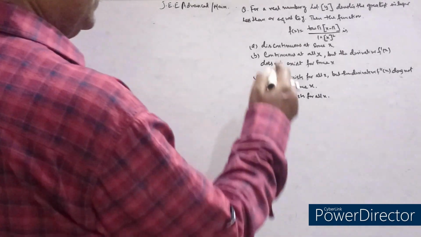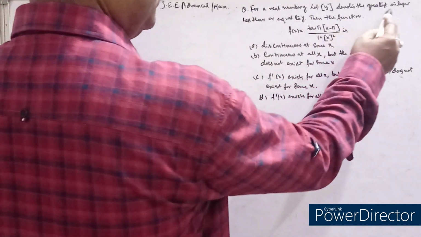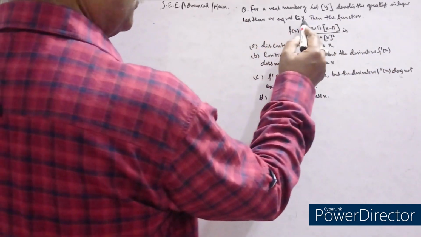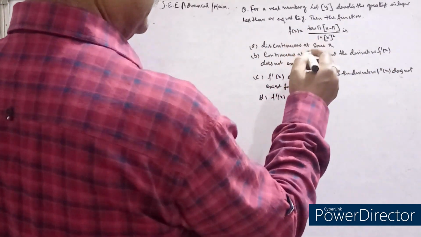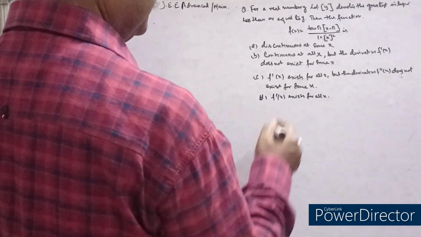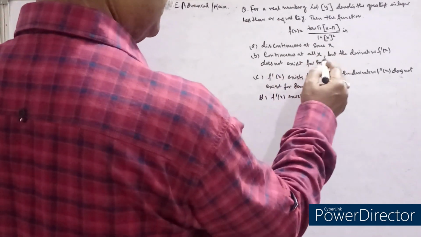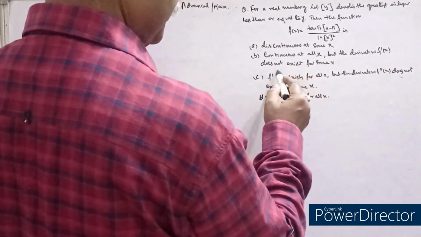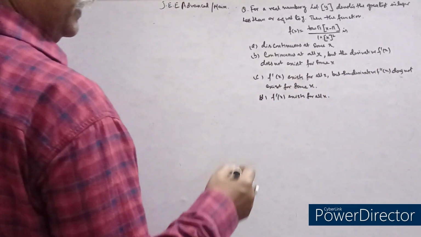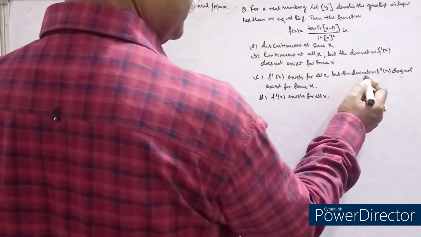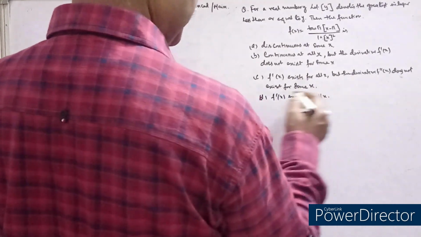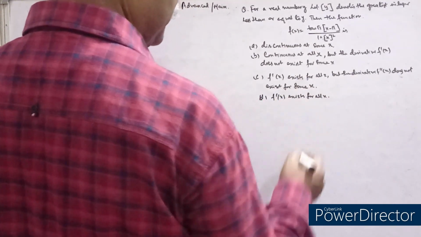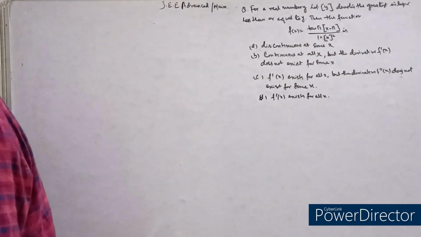Now my next question is, for a real number y, this denotes the greatest integer less than or equal to y, then the function f is discontinuous at some point, or continuous at all x but the derivative f dash x does not exist for some x, or f dash x exists for all x but the derivative f double dash does not exist for some x, or f double dash exists for all x.